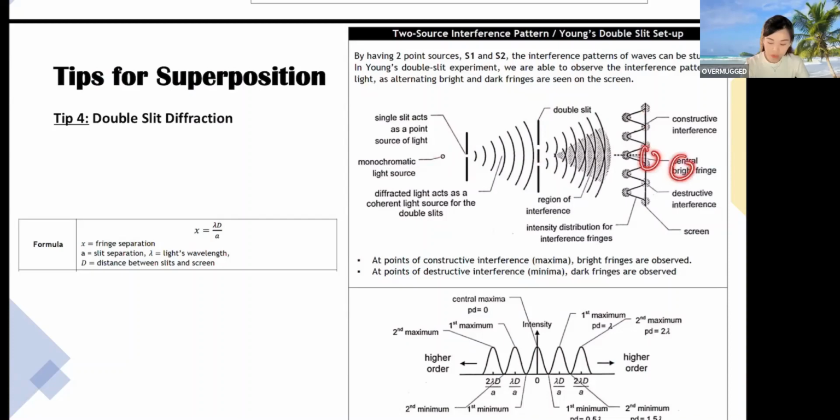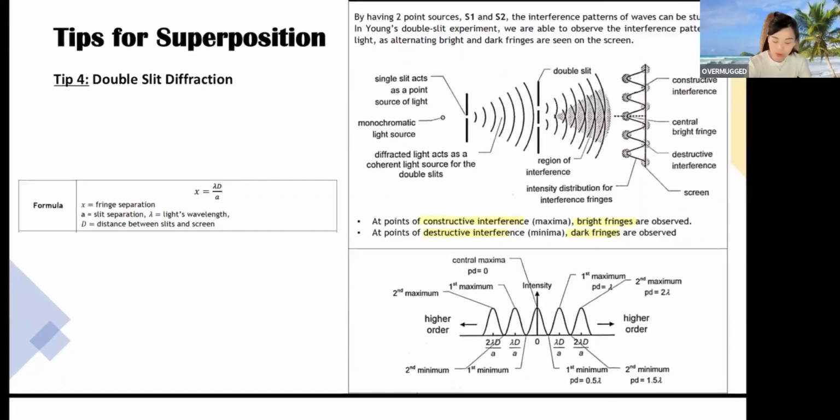So the bright images are where constructive interference happens and the amplitude is the highest. The destructive interference is where you have the dark fringes and there is no amplitude. Understand? Okay. So, like I said, constructive interference, bright fringes; destructive interference, dark fringes. Now, for this type of double slit experiment, the formula you use would be the fringe separation equals the wavelength of the light times the distance between the slit and the screen, divided by the slit separation.